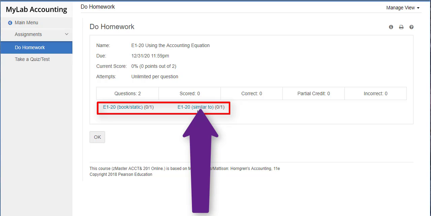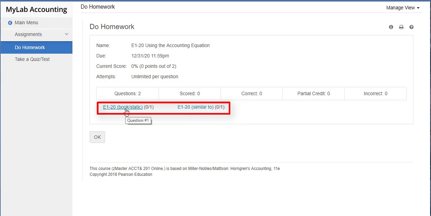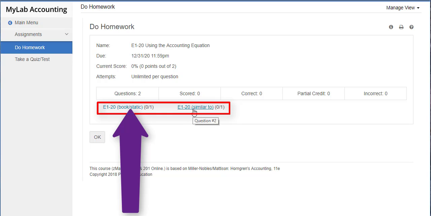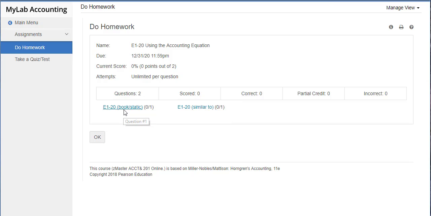Of course, if I was to choose this one to be on the test, I would use the problem that is similar to, because the numbers are randomized, meaning each student would have different numbers. So I'm going to click on the book static, so don't forget later to do the similar to on your own.